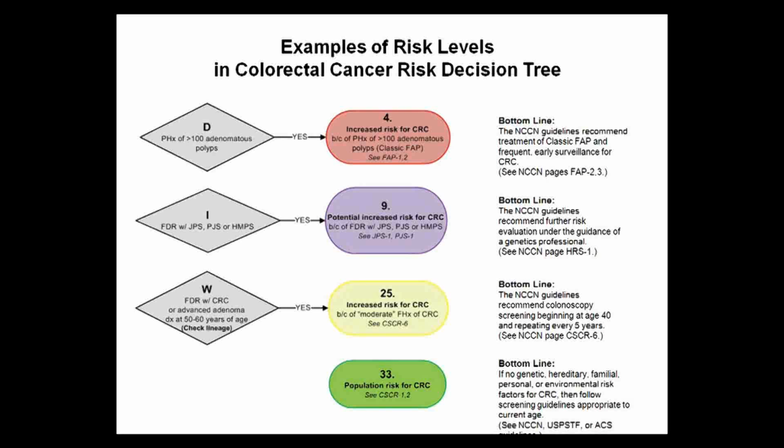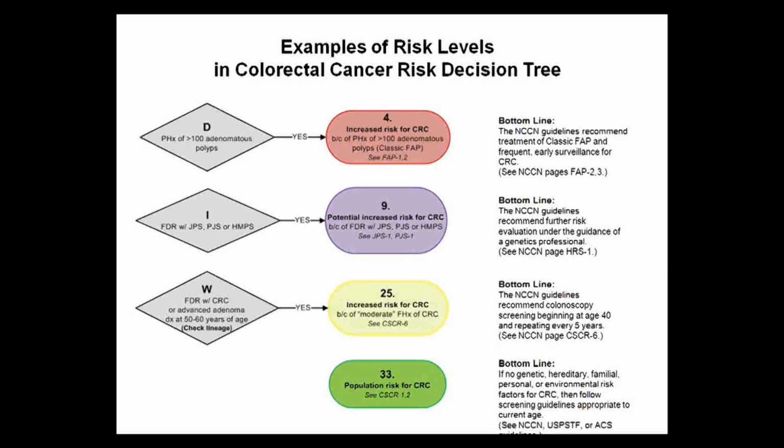So on the left side, and this is in colorectal cancer, that decision diamond is a personal history of more than 100 adenomatous polyps. And if the person had gotten through the tree and ended up with yes, then their risk oval, that number 4 there, would put them at increased risk for colorectal cancer. And these are our notations, because of this personal history of more than 100 adenomatous polyps. And then over on the right, I just wanted to give you an example of what the bottom line is, and here we have an NCCN bottom line of what to do about that.